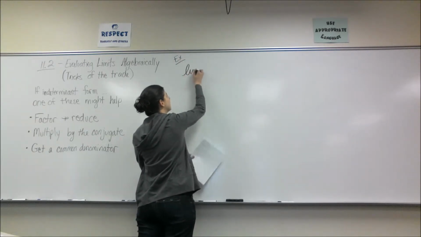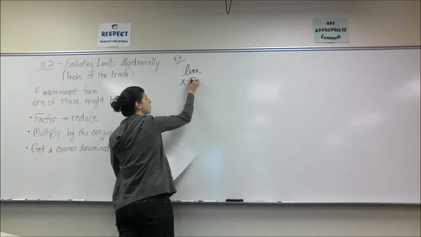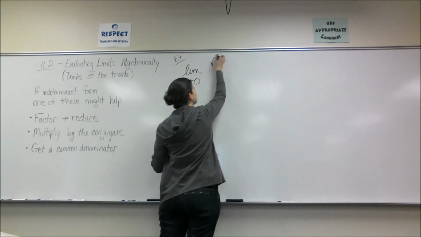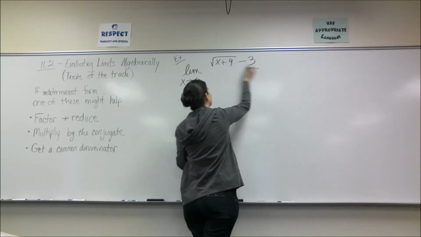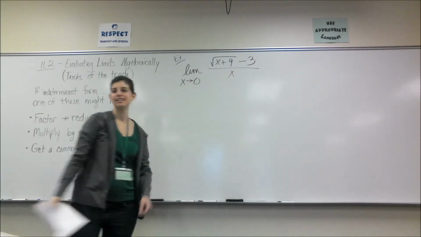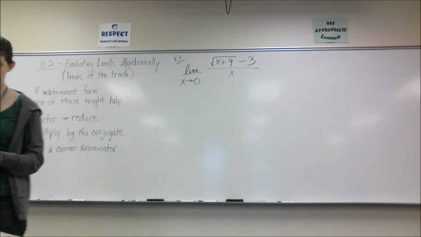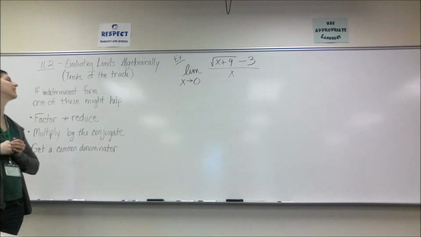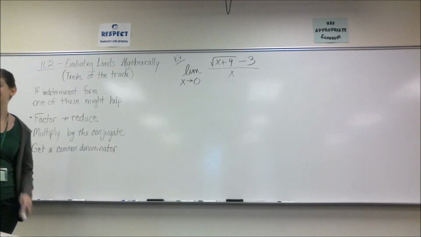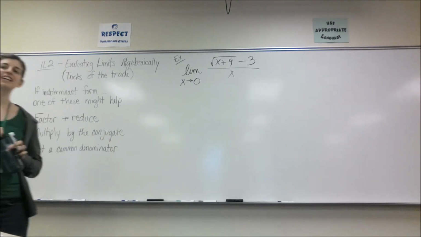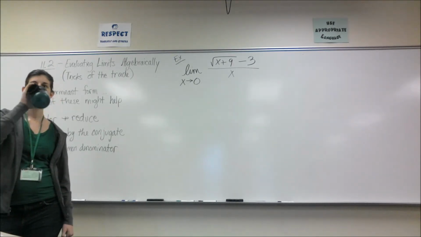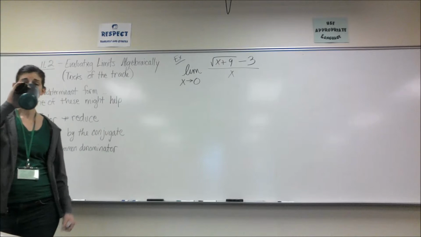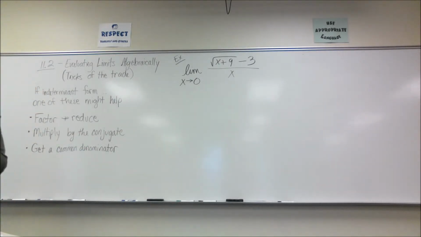How about this one? The limit as x approaches 0 of the square root of x plus 9 minus 3, all over x. You can't have 0 in the denominator. Could you? There's a lot of creative things I've seen people suggest here. What are you thinking? Evaluate numerically wouldn't be a bad idea.